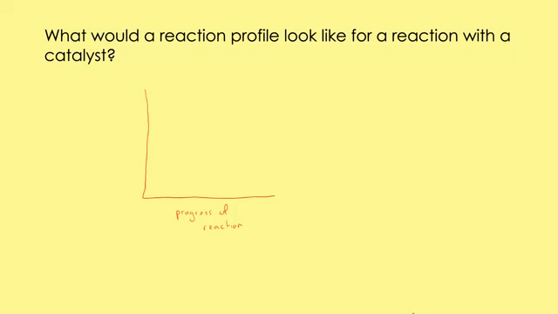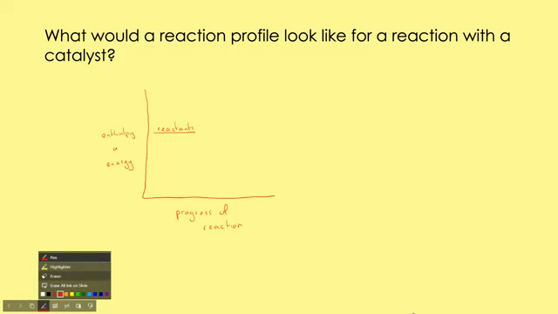And on the y-axis, we have enthalpy, or sometimes people write it as energy. Doesn't really matter at GCSE. So for these, we have a line to represent the reactants. And then we have a line for the products.